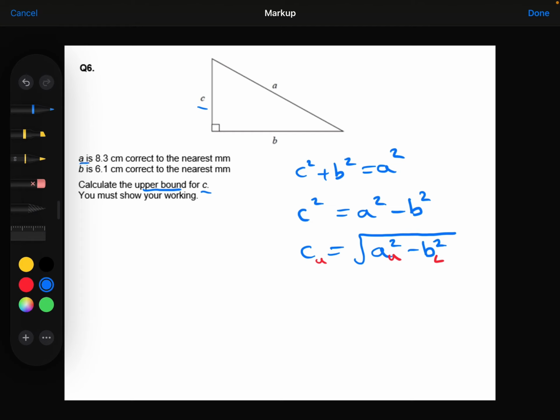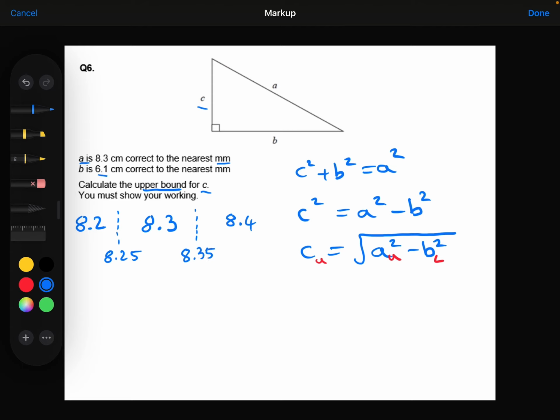So focusing on A first of all, we know that's 8.3 centimetres to the nearest millimetre. This is the millimetres here. So the level above that will be 8.4 centimetres. The level below that would be 8.2 centimetres. And so my lower bound is 8.25, my upper bound is 8.35.